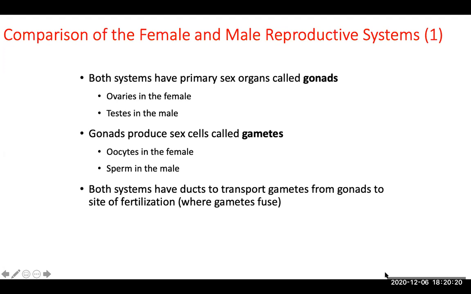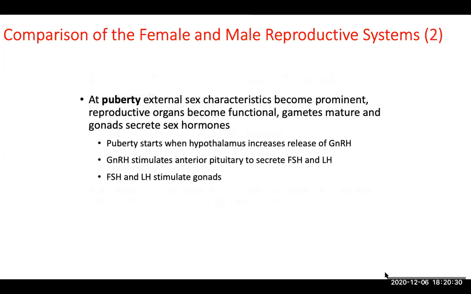Both systems have a series of ducts to transport the gametes from the gonads to the site of fertilization, where the gametes will fuse. That's where we're going to focus: on this series of ducts that lead to the transportation of those gametes. At puberty, the external sex characteristics become prominent, reproductive organs become functional, gametes mature, and the gonads produce sex hormones.